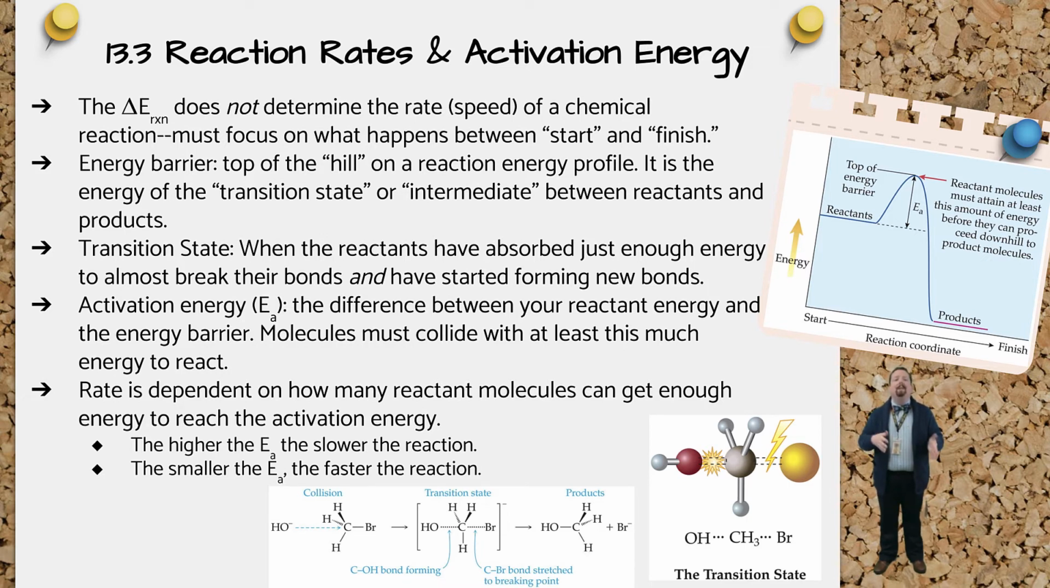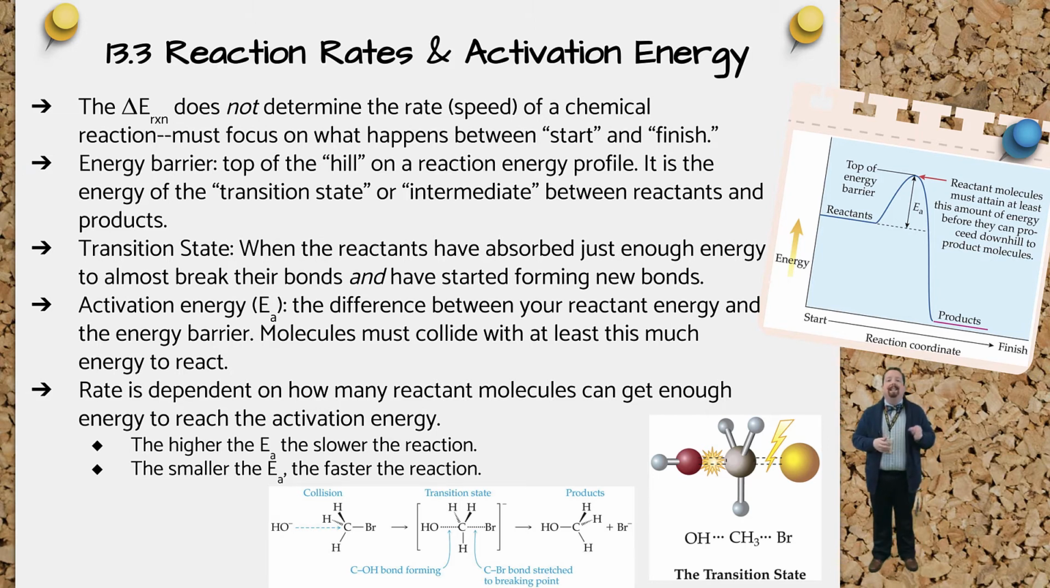That rate is how we study our reaction mechanisms. To look at the rate, we have to focus on what happens between the beginning and the end of our reaction. Instead of drawing a straight line directly from the reactants to the products, there's almost always a little bit of a hill that the reactants have to get over before they can proceed to the products. The top of that hill is called the energy barrier, and it represents the energy of our transition state.